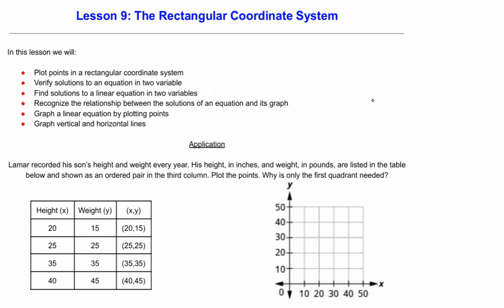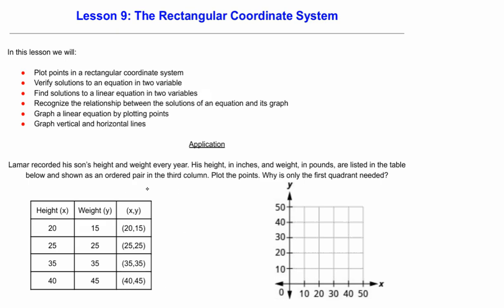Well, hello. Today we're going to be looking at the rectangular coordinate system, sometimes called the Cartesian plane or coordinate grid. Whatever you want to call it, we're going to be doing some graphing. So these are the things that we're going to mainly hit today. We're going to be looking at plotting points and graphing some lines.